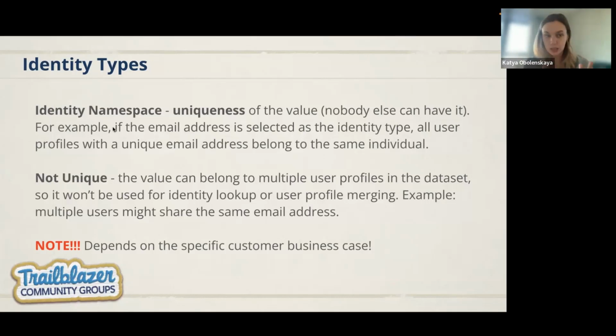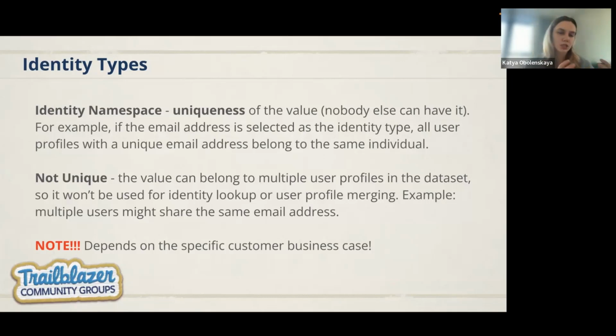And I also bring in here some examples. So if the email address is selected as identity type and identity namespace type, all user profiles in personalization with a unique email address belong to the same individual. So it means that there couldn't be a person who has the same email address, because this person will be considered as a duplicate. And as we don't store duplicates in personalization, the system based on this configuration will think that it might be a duplicate. It will then associate that data of another person with that profile that was already created.